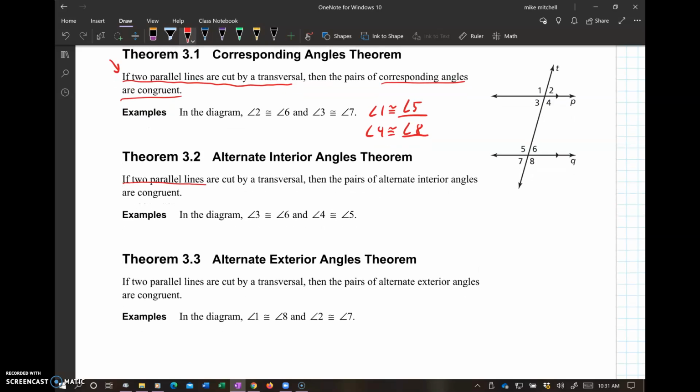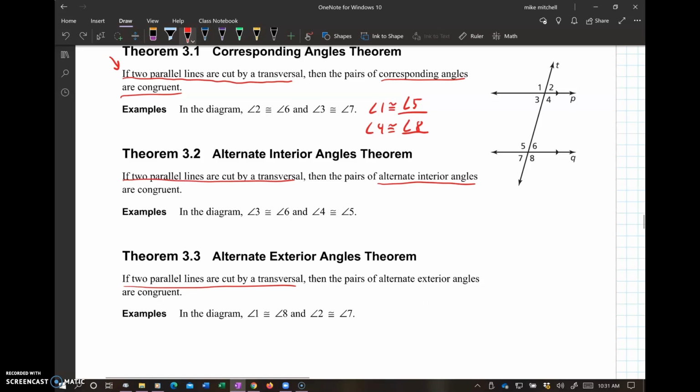Same thing, all these start off the same: two parallel lines and the transversal. Alternate interior angles. We talked about those. If you have alternate interior angles, then they are congruent. So in this diagram, oops, I underlined the wrong congruent. 3 is congruent to 6, that's right there, right there. Those are your alternate interiors. 4 and 5 are your alternate interiors, so they're congruent. There are no other alternate interiors.